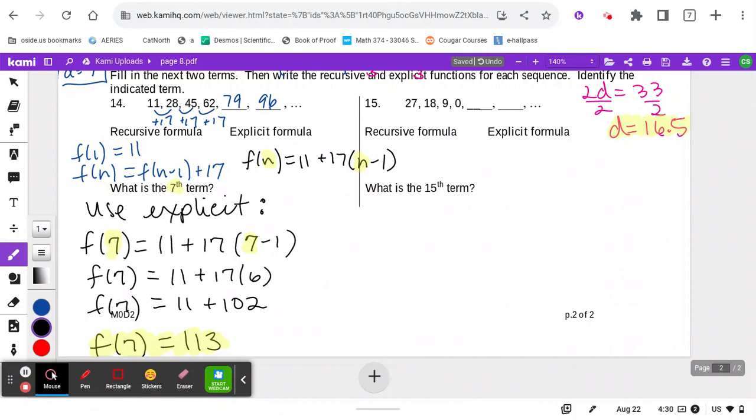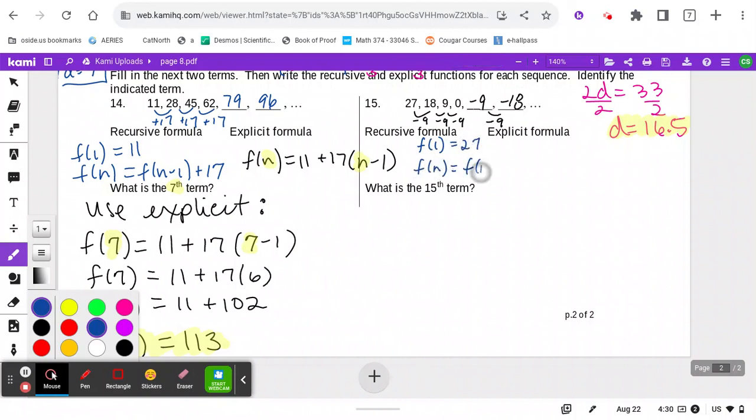All right, the next one we notice is going down by 9. It's subtracting 9. These are arithmetic, so it's not dividing. Be careful. So 0 minus 9 again is going to be negative 18. The recursive goes f of 1 equals 27. F of n equals f of n minus 1 minus 9. F of n begins with 27, subtracting 9 each time to the previous term. Assume time 1 for sequences.